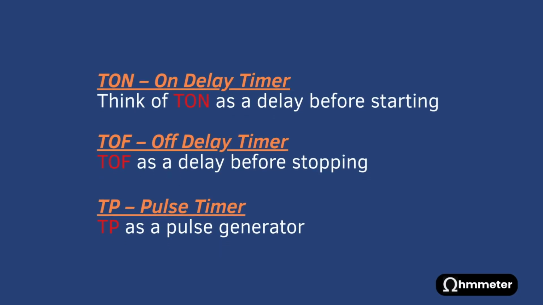So to summarize, think of T-on as a delay before starting, T-off as a delay before stopping, and TP as a pulse generator.